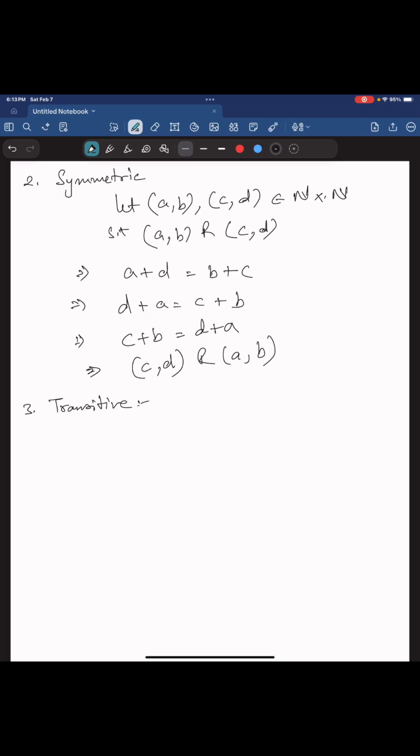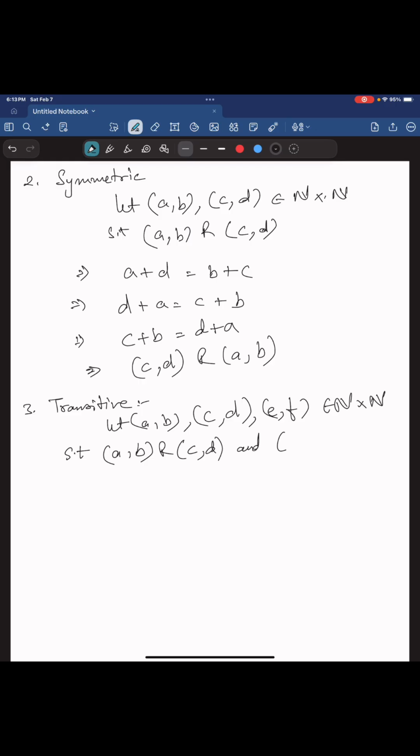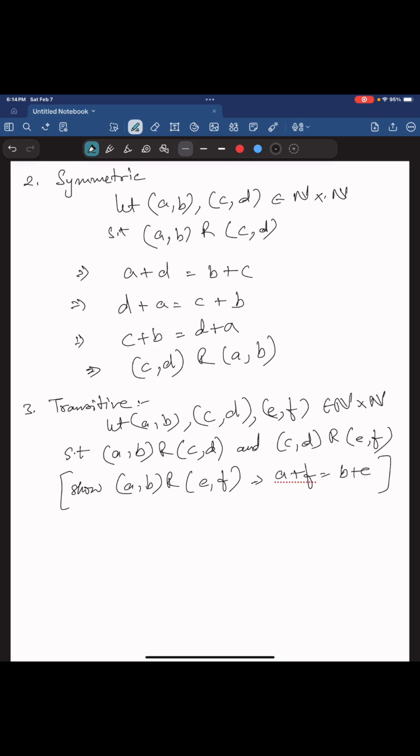That relation R is a transitive relation. For that we take three elements (a, b), (c, d), (e, f) belonging to N × N, and the condition here is the first element is related to the second element and the second element is related to the third element. We need to show that the first element is related to the third element, which is nothing but a + f = b + e, right? So we need to show this.